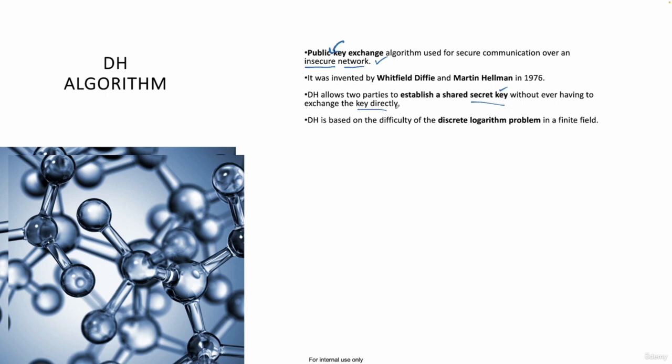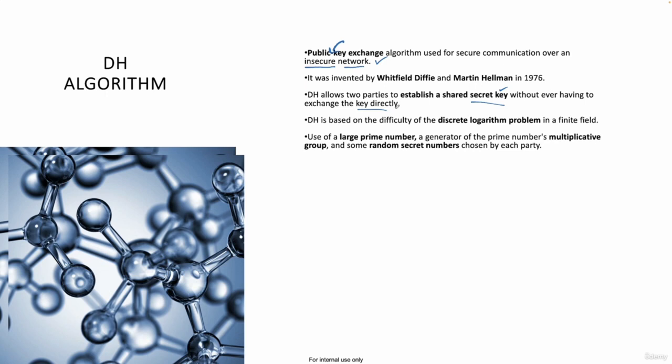So Diffie-Hellman is based on the difficulty of the discrete logarithmic problem in a finite field. Now, again, it's all talking about advanced mathematics. Discrete logarithms are the logarithms which are defined with regard to multiplicative cyclic groups, right? And now you might ask, okay, but what is a multiplicative cyclic group or a group?